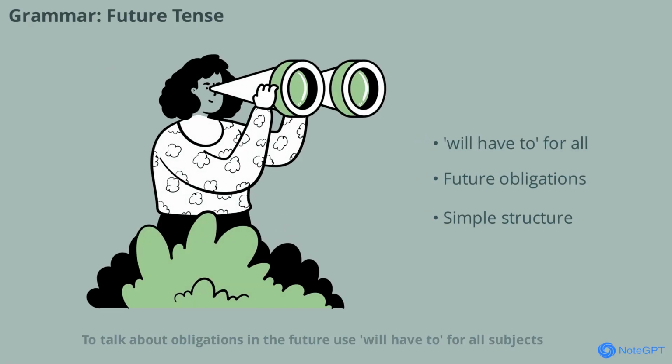To talk about obligations in the future, use will have to for all subjects. For example, tomorrow you will have to wake up early. This form is used when you know something will be necessary later on. It's easy to use because it doesn't change for different people. Just add will have to before the main verb.